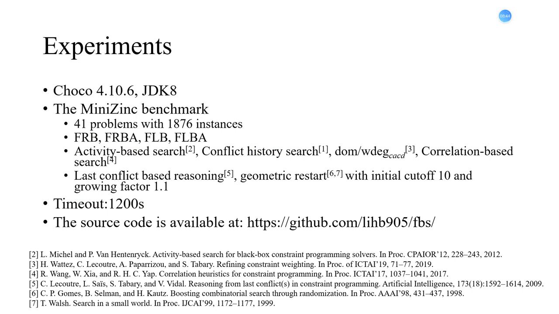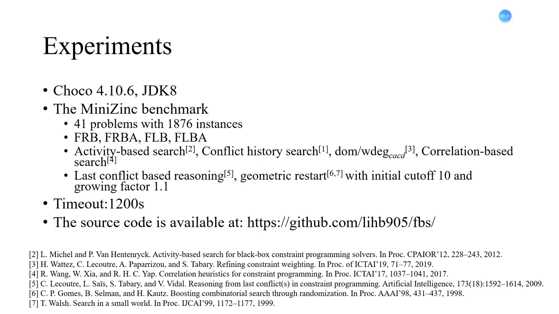The variable ordering heuristics were tested in the Choco solver. We tested them with the MiniZinc benchmark, including 41 problems with more than 1800 instances. We tested the four failure-based variable ordering heuristics and some existing heuristics, including the activity-based search, the conflict history search, the refined weighted degree, and the correlation-based search.